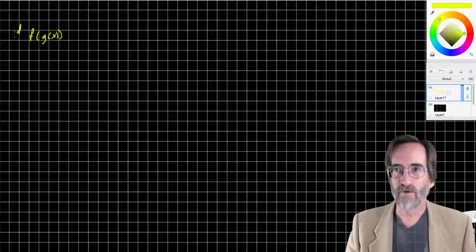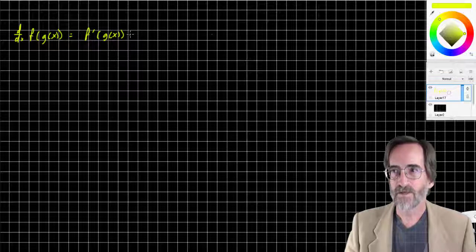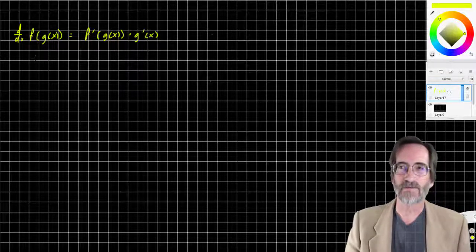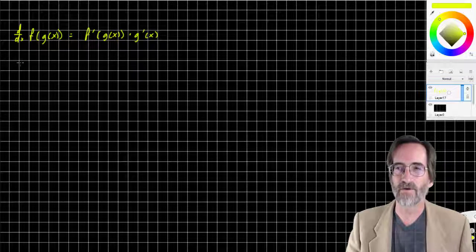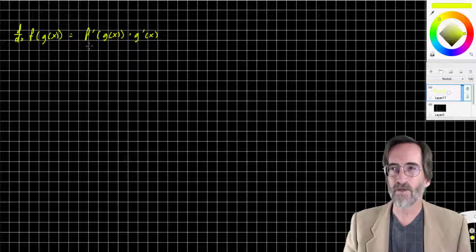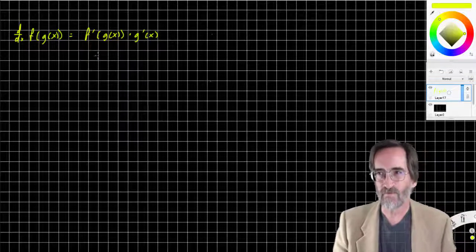So the derivative with respect to x of f of g of x, according to the chain rule, is the derivative of f of g of x times the derivative of g of x. Okay? Another way to say this, let's just leave it for now.